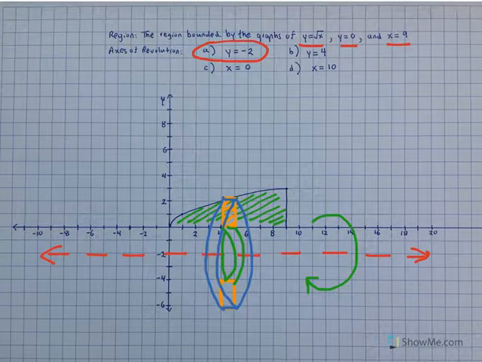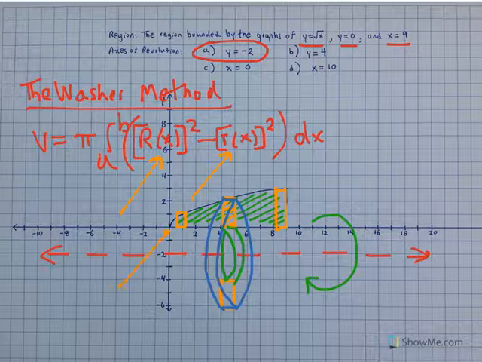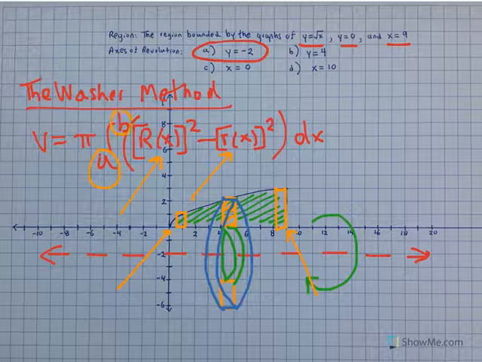So this is what we're looking at, and for the washer method, we need uppercase R of x and lowercase r of x. They have to be functions of x because our representative rectangle that we began with could have been the one that I drew here. It could have been at the right end of our region, or closer to the left end of our region. So our representative rectangles that we draw in our region to revolve to get our washers start at x is equal to 0 and end at x is equal to 9. In fact, those would be our limits of integration.